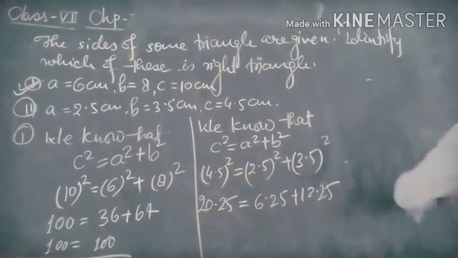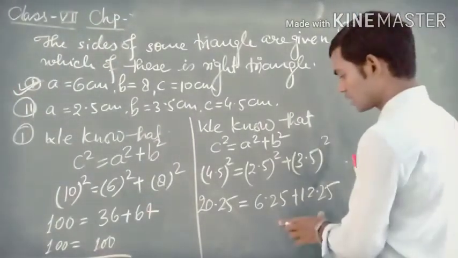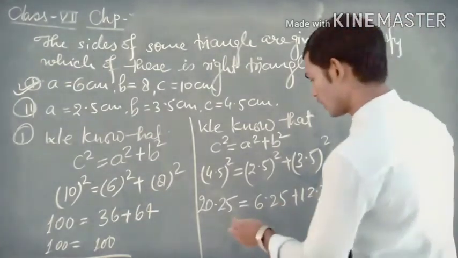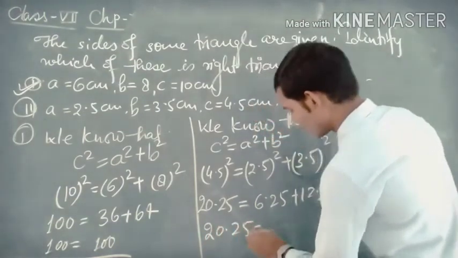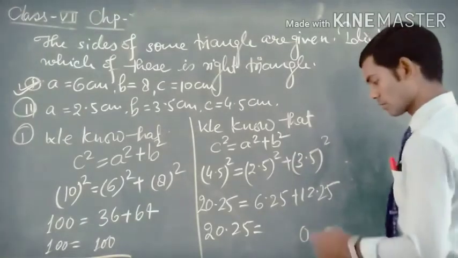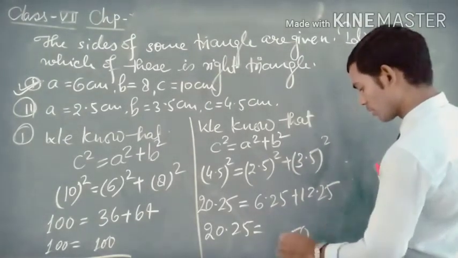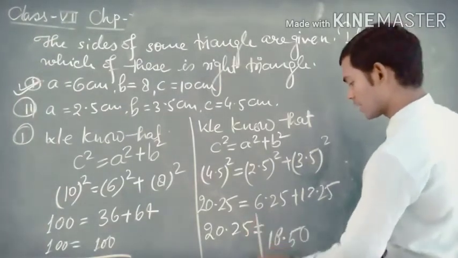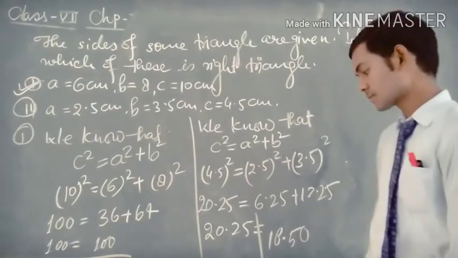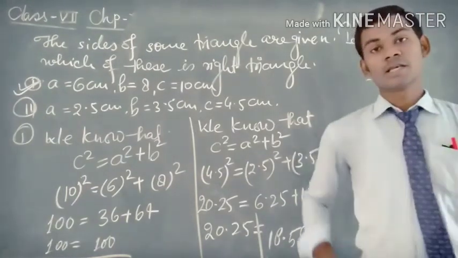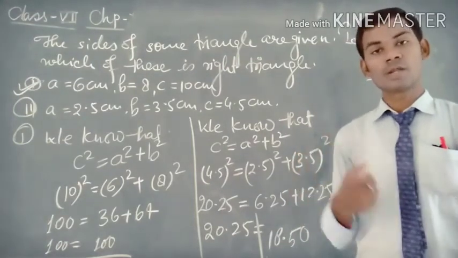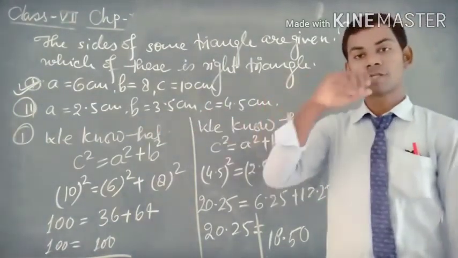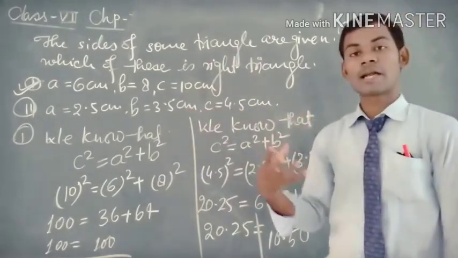So these are the squares of the given sides, and now let's check whether they satisfy the Pythagoras theorem or not. So when we add them, we get 18.5. Here we can see that the left hand side is not equal to the right hand side, which means that the square of the hypotenuse is not equal to the sum of the squares of its other two legs, which means that the second does not satisfy the Pythagoras theorem, and hence it does not form a right angle triangle.